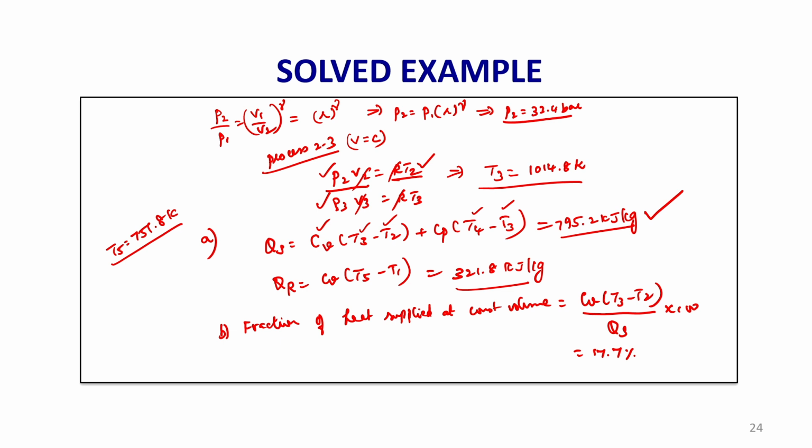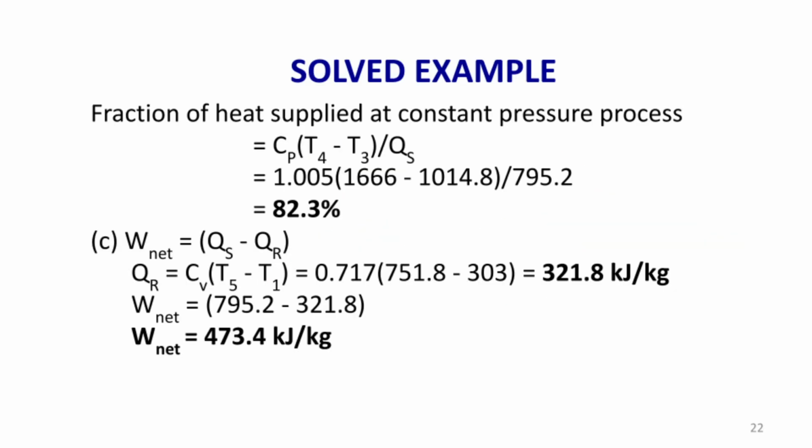So, QR we have already found here. QS we have also found already, 795.2 minus 321.8 divided by 795. So, we will get QS minus QR: net work done is heat supplied minus heat rejected. When we divide this by QS, we will get efficiency.